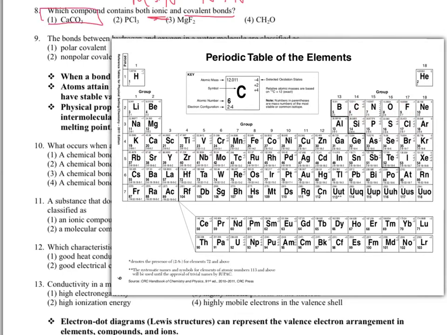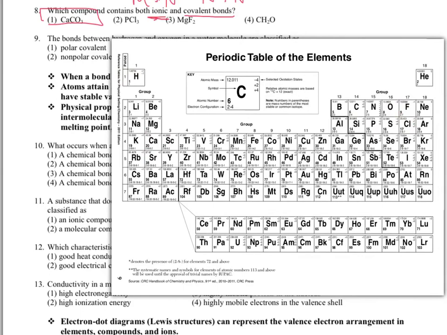And we can see that here we have phosphorus trichloride. In phosphorus trichloride, we have phosphorus, which is a nonmetal, and chlorine, which is a nonmetal. So that only has a covalent bond. Magnesium fluoride, magnesium a metal, fluorine a nonmetal, that is an ionic bond. And then here we have a carbohydrate, carbon with hydrogen and oxygen, all nonmetals. So that would be only covalent bonds.